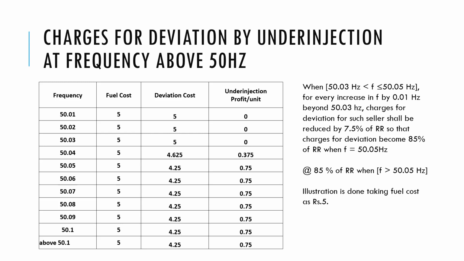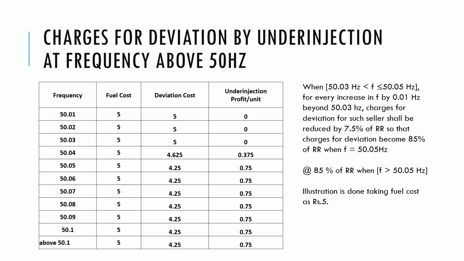So let's explain this case through a table. If a seller's fuel cost is 5 rupees, and he is under injecting, then per unit he will get 37.5 paisa as the incentive, and it increases to 75 paisa at 50.05 and remains constant after that. So that's the case for the deviation by under injection at frequency above 50 hertz.